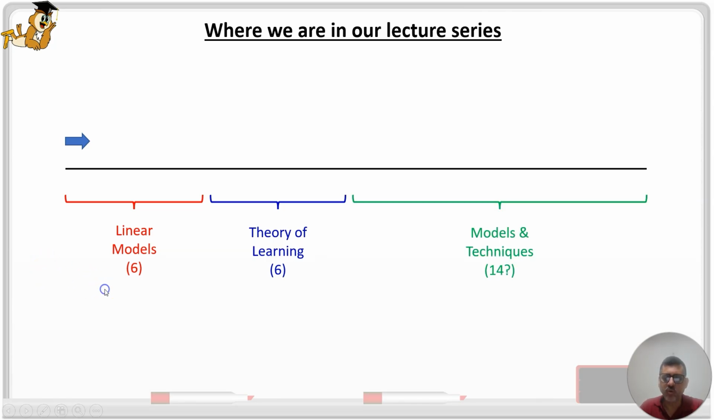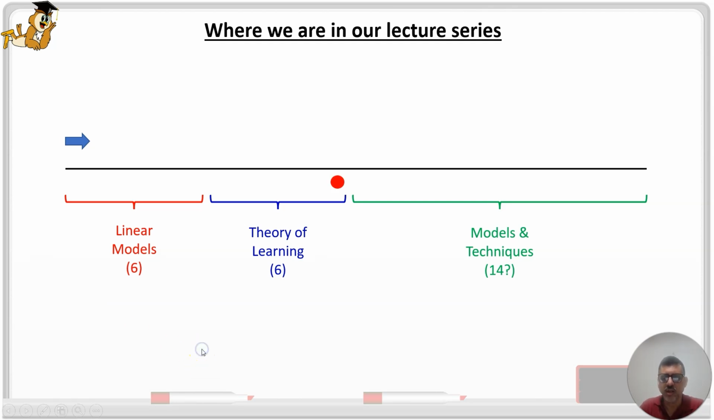What we are going to do after this lecture is move on to models and techniques. In a way, after this lecture we are going to pivot. This is an inflection point. Hereafter we are going to go into the different models and techniques that are used in practice in AI while implementing algorithms.